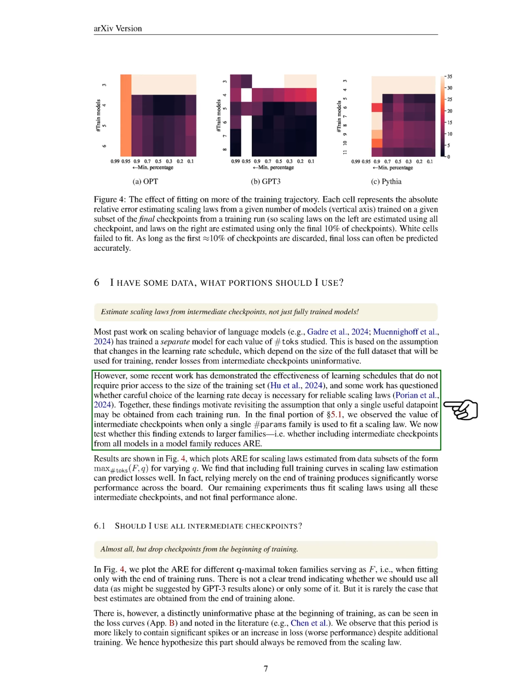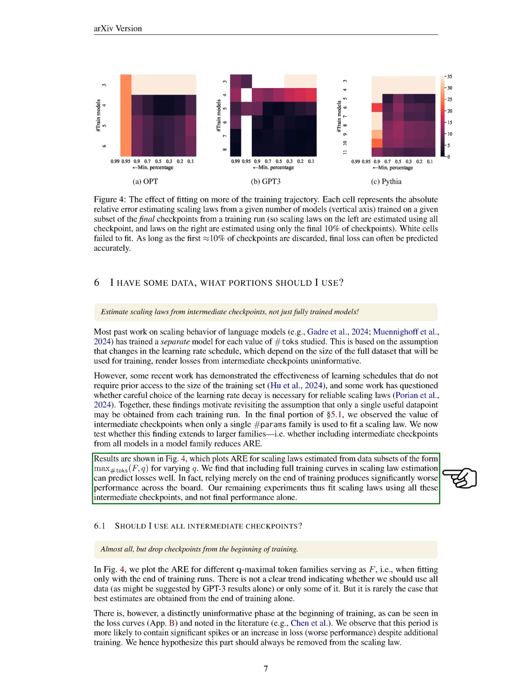We test whether including intermediate checkpoints from all models in a family reduces error rates. Our results indicate that using full training curves for scaling law estimation leads to better predictions, as relying solely on final performance yields poorer results. Thus, we incorporate all intermediate checkpoints in our scaling law fitting.